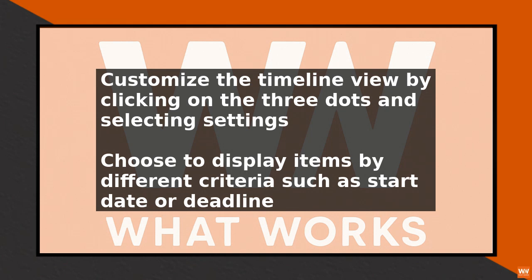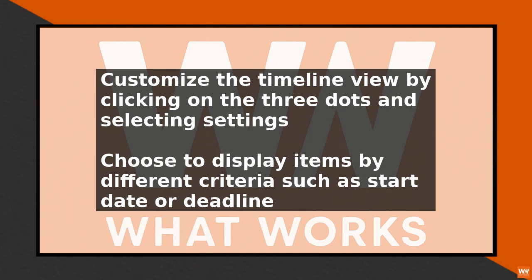Another way to customize the timeline view is to add custom columns. To do this, click on the plus icon at the top right corner of the screen and select Add Column. You can then choose from a variety of column types such as text, date, or status.